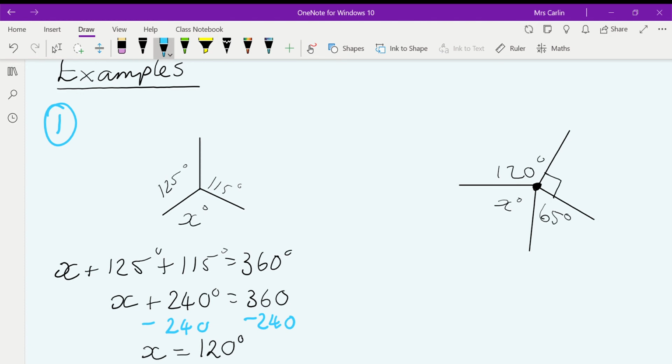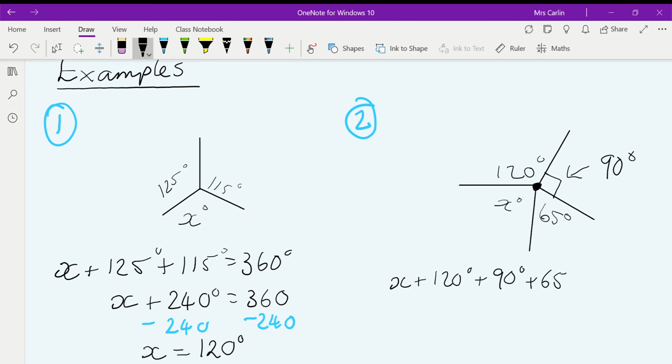Okay, moving over to example number 2. This time, again, I'm going to set it up as an equation. But what you should notice is that I have a right angle here, so that means 90 degrees. So this time I've got x plus 120 degrees plus 90 degrees plus my 65 degrees must all add up to 360 degrees. So again, let's tidy this up.